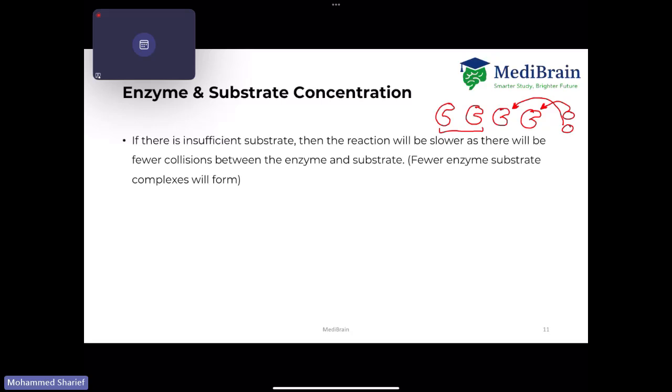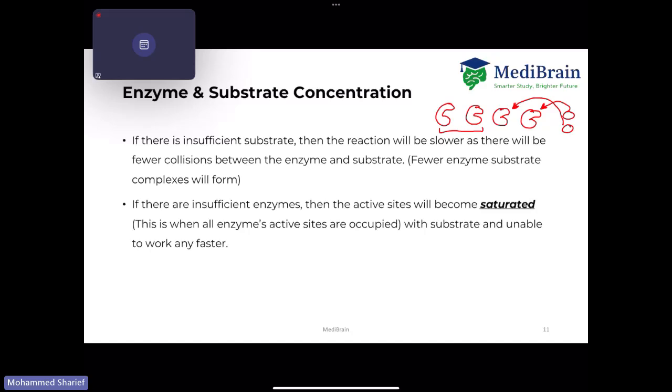So the reaction is slower because there is not enough substrate present, and therefore fewer collisions between enzyme and substrate, therefore fewer enzyme substrate complexes will form. That's if there is insufficient substrate available. On the other hand, if there is insufficient enzymes available, then all the active sites will become saturated. This is when all the enzymes' active sites are occupied with the substrate and they are unable to work any faster. So think about this. We have one enzyme and we have 4 substrates.